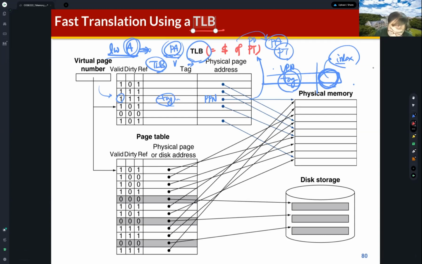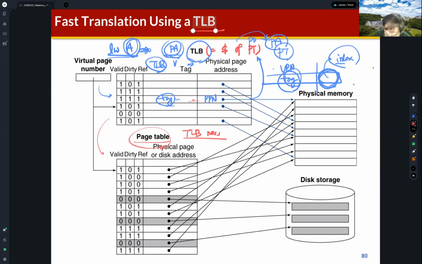But if a TLB miss is encountered, which means that the target entry is invalid, or the tag is not matched, then this is the TLB miss case. Right. So what should we do? The TLB does not include the requested mapping information, which means we need to access the page table.